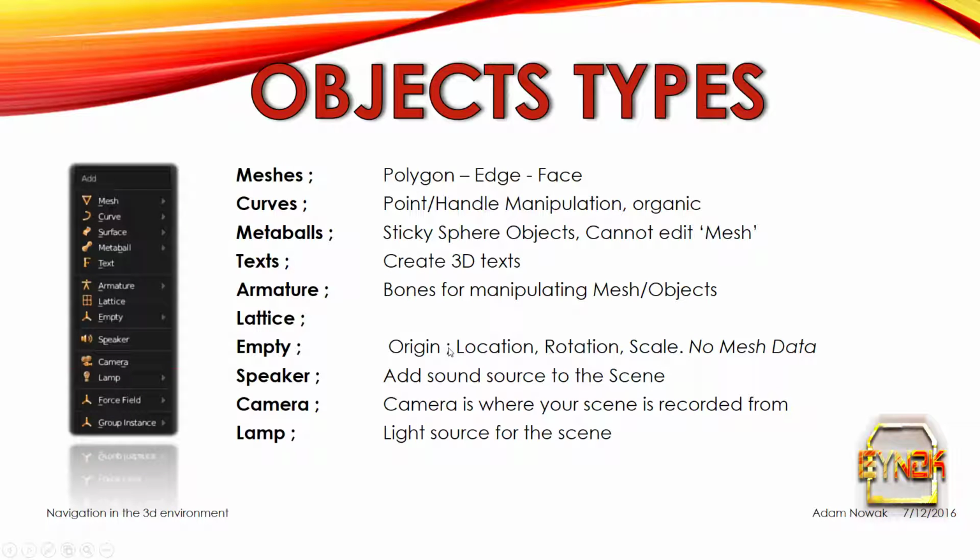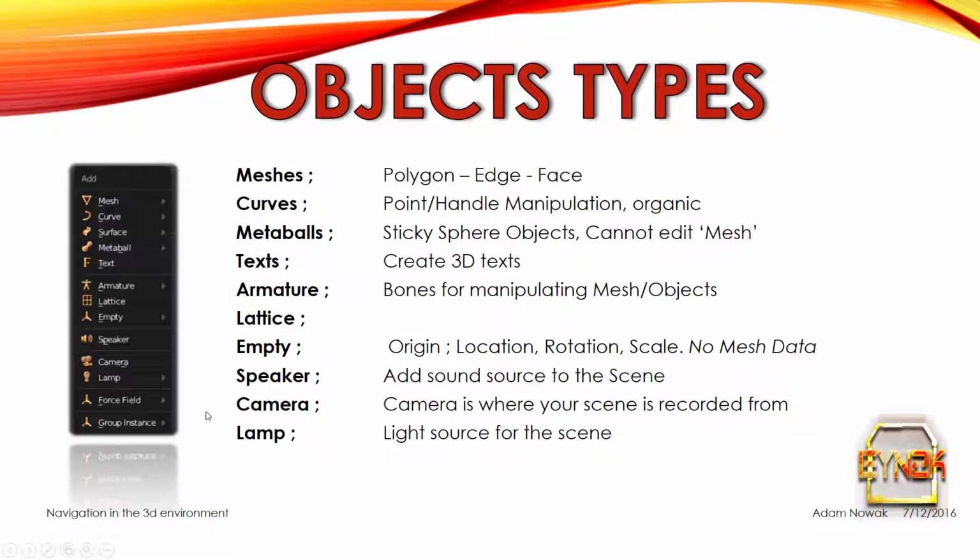The main object type that we manipulate is the 3D mesh. This is most often our model that we create using the faces and vertices and polygons, editing them to make the mesh and the object that we like. There are many different object types. The most common ones will be the curves, the text, the armatures, empties, the camera and the lamp.